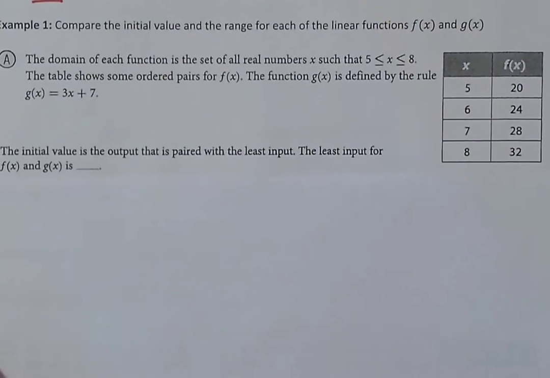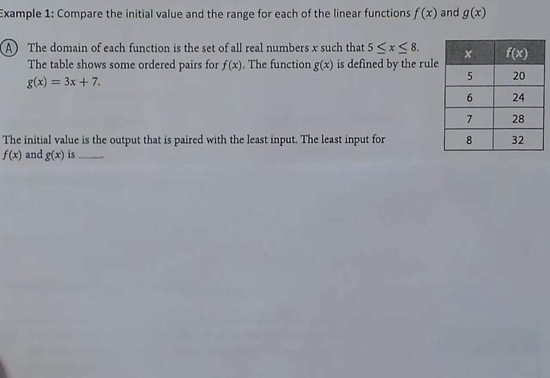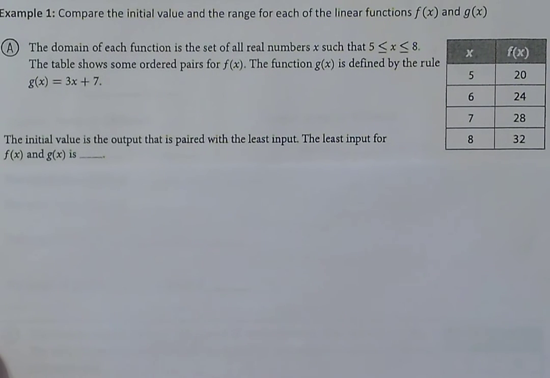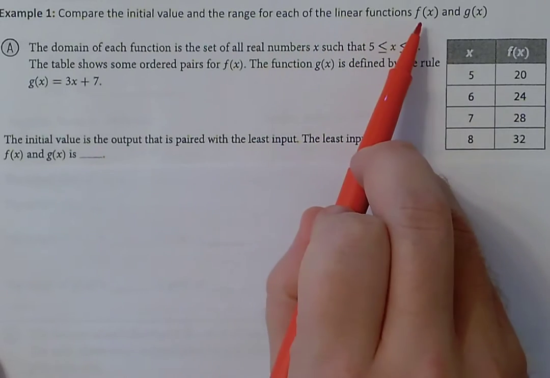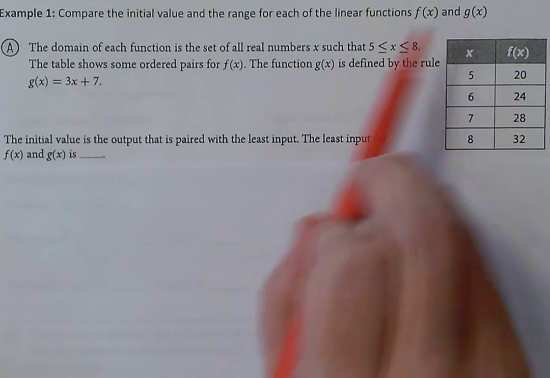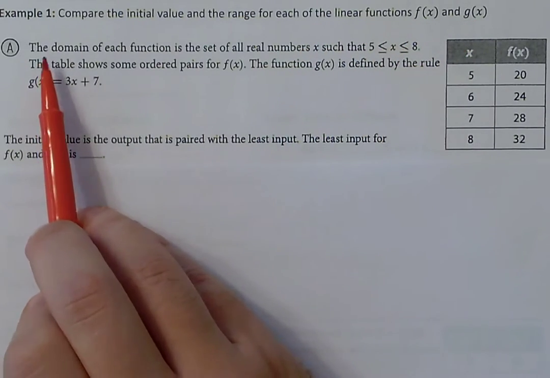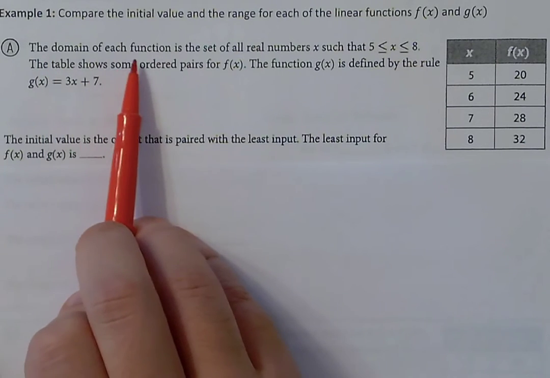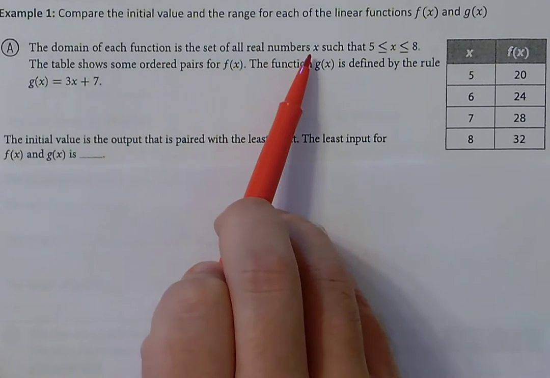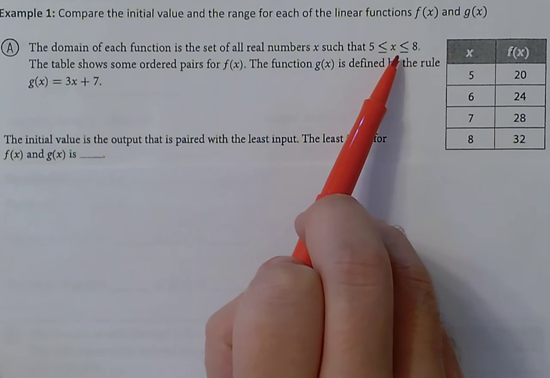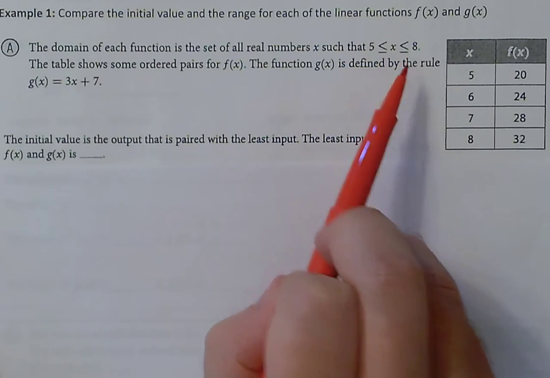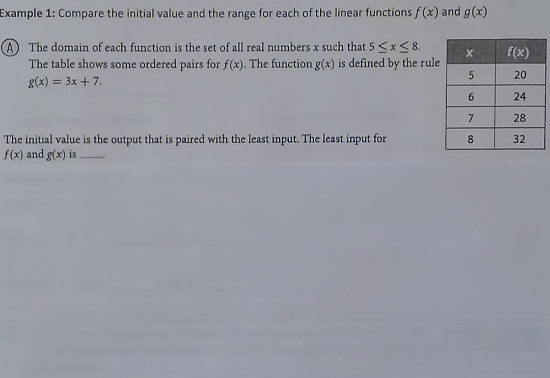Example 1 is going to have us go through and compare the initial value and the range for each of the linear functions f of x and g of x. So example 1a, we have the domain of each function is the set of all real numbers, x, such that 5 is less than or equal to x and less than or equal to 8. So all of our x values are going to be from 5 to 8 for our function.